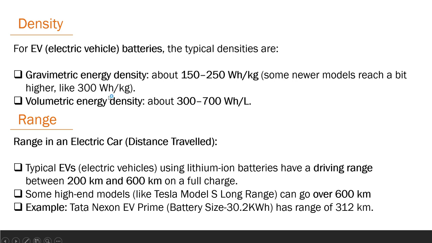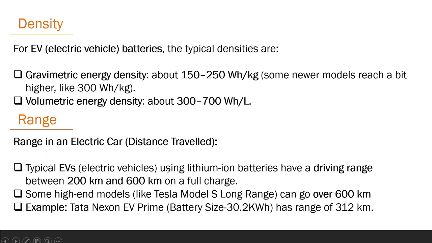So let's talk about lithium-ion batteries. Gravimetric energy density is about 150 to 250 watt-hour per kg, and volumetric energy density is about 300 to 700 watt-hour per liter. So these are the densities of the lithium-ion battery. And now we talk about the range. The range in an electric car means how long the car can run on a single charge.